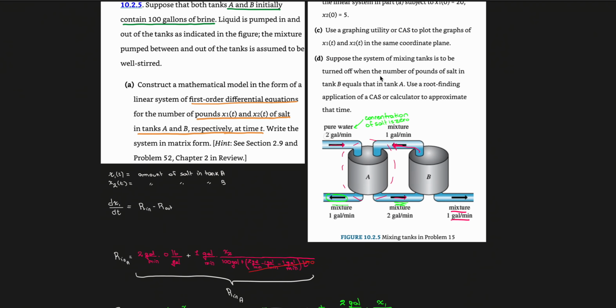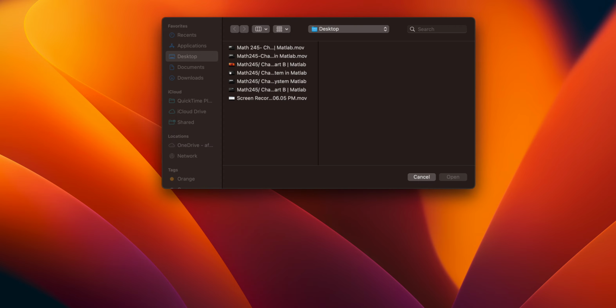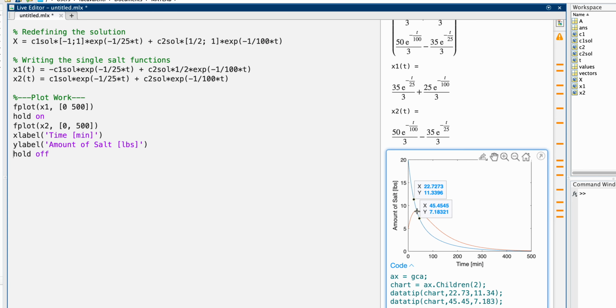Now suppose the system is to be turned off when the number of pounds of salt in tank B equals that in tank A. Use a root finding application or a calculator to approximate that time. So we want the amount of A to be equal to the amount of salt in B. So that's going to be right here. And we get that our y is about 34.62. Remember that our x is time in minutes, so that's 34.6 minutes. And so we have answered part D.